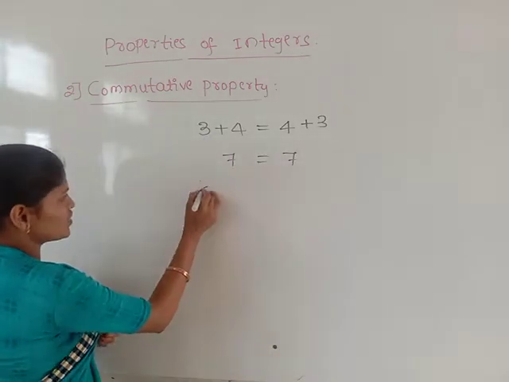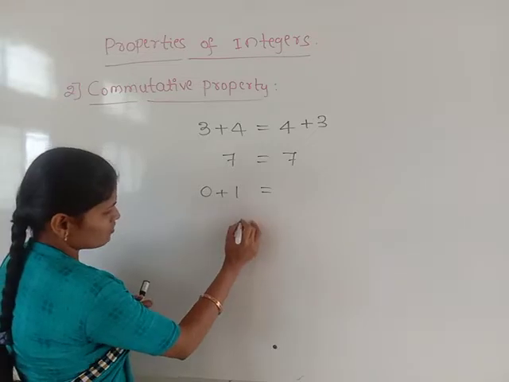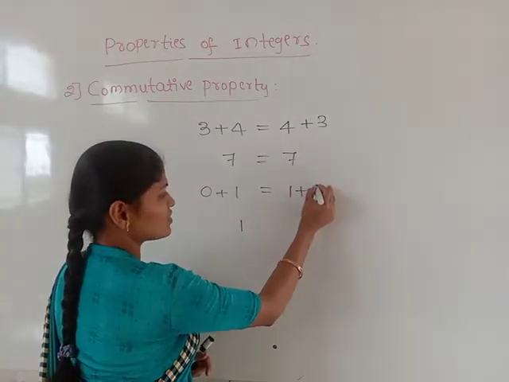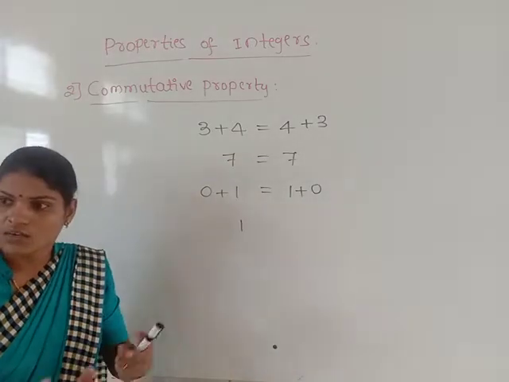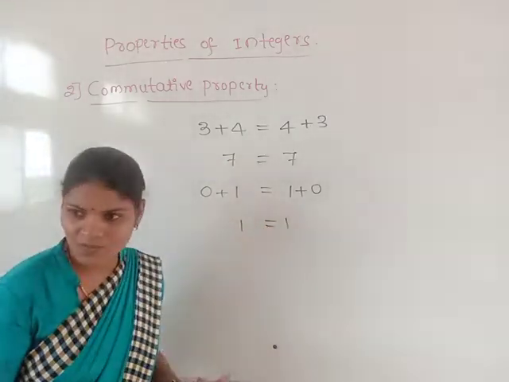Suppose you are adding 0 with one of the whole numbers. 0 plus 1 is 1. Now I will take 1 first, then 0 next. Again 1 plus 0 is also what? 1 itself. Both are equal.